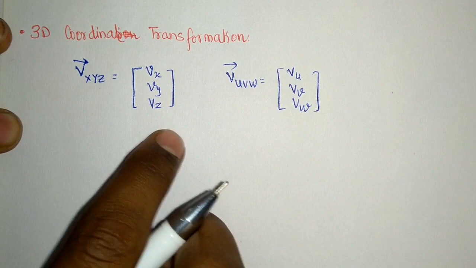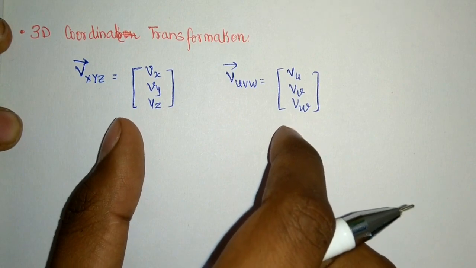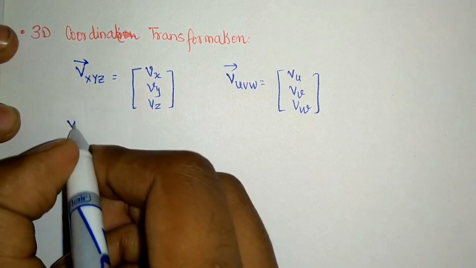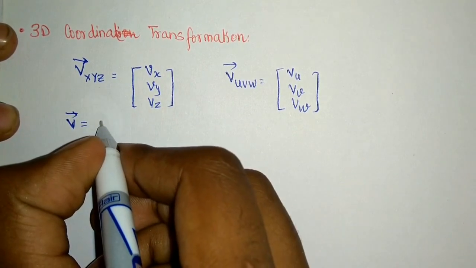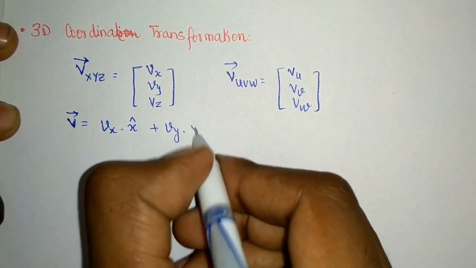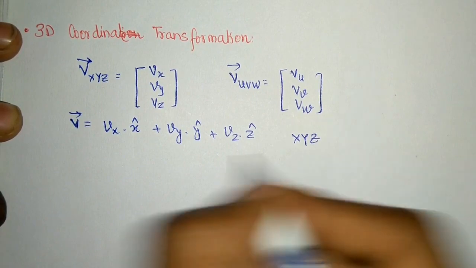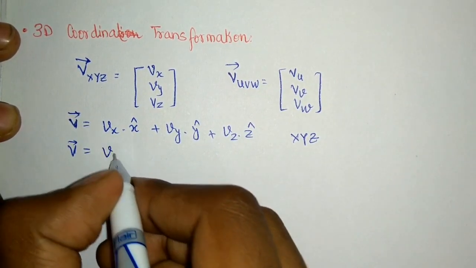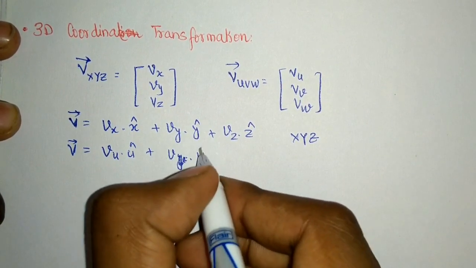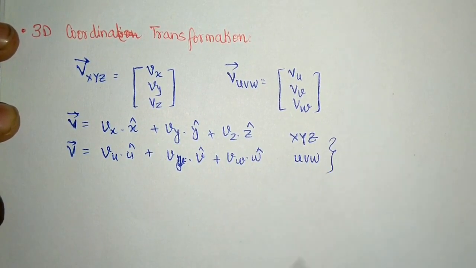Now when I want to see a relationship between vxyz and uvw, then I need to have a transformation matrix between these two. As we did earlier, we are going to do here also. So basically the v vector is equal to vx into x cap plus vy into y cap plus vz into z cap, when we are looking from the xyz frame. At the same time, this v vector will be vu into u cap plus vv into v cap plus vw into w cap if I look at it from the uvw frame.